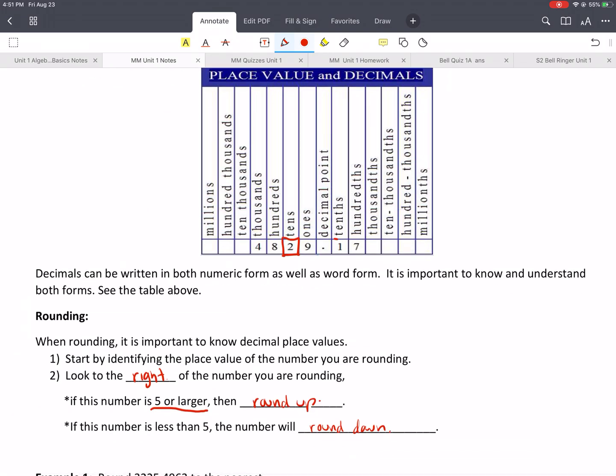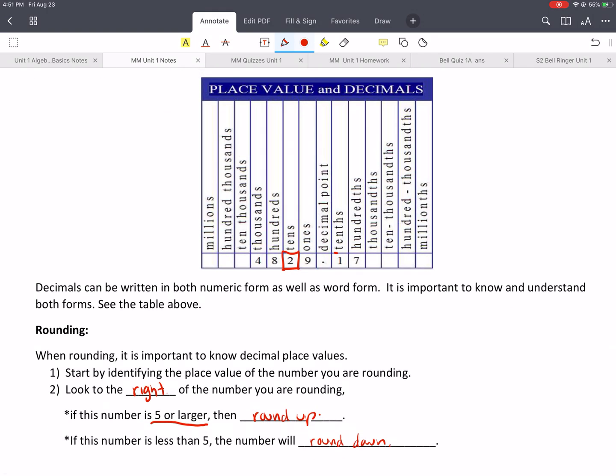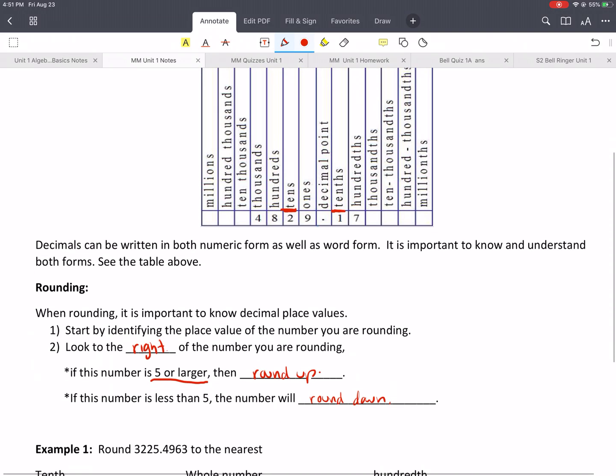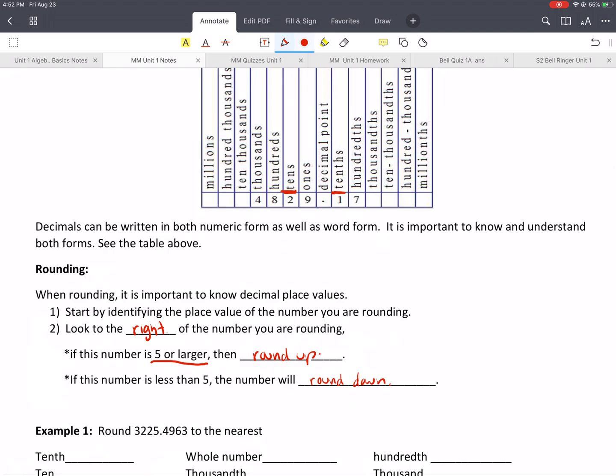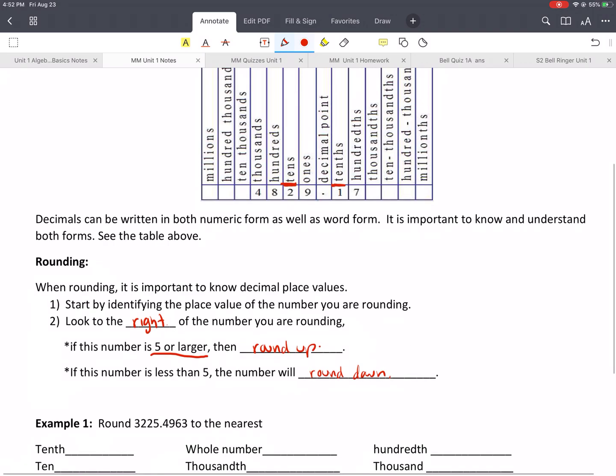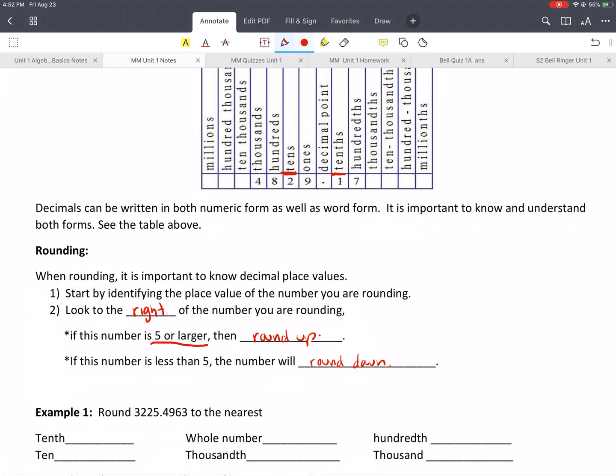Here's a little figure you can look at if you need to remember what is tenths, hundredths, or thousandths. Here's where our tens are, so make sure you don't confuse tens and tenths. If it ends with TH, then we're talking about decimals, and if it's not, then it would be whole numbers.